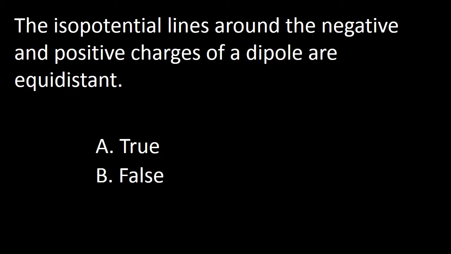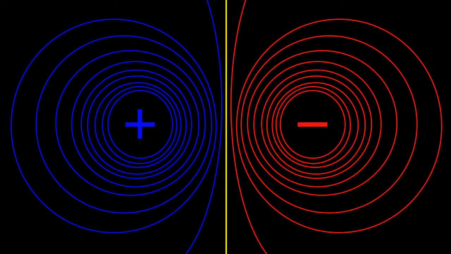Next question. The isopotential lines around the negative and positive charges of a dipole are equidistant. A true, B false. This frame represents two poles of the same dipole. As you can see, the distance between the isopotential lines close to the charge is much shorter than the distance between the isopotential lines further from the charge.